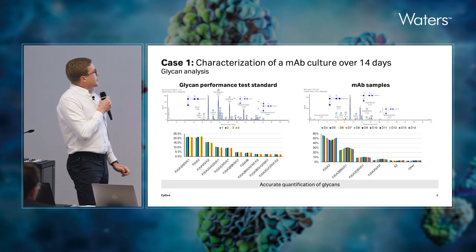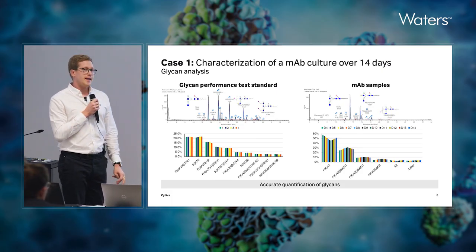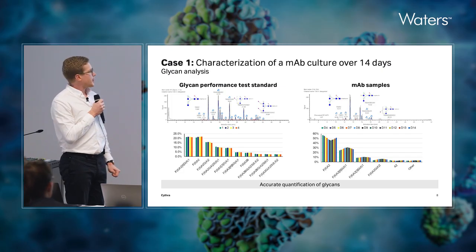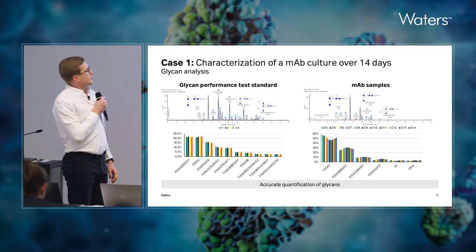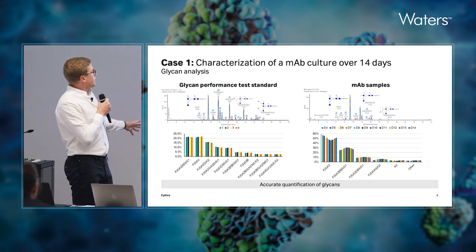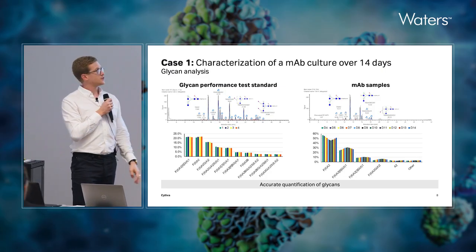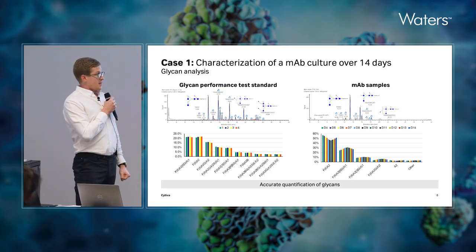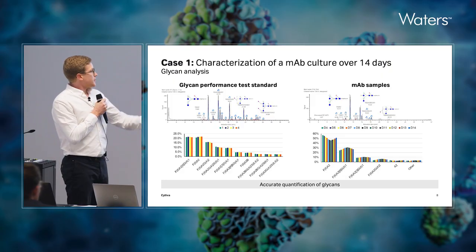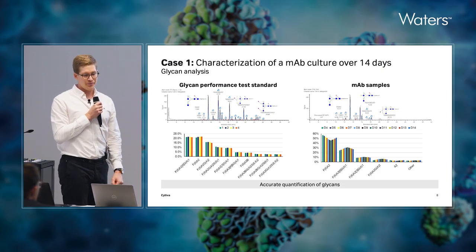This is another type of analysis on the same samples. So gaining more information about the glycans, we chop them off, label them, and then we do mass spec on them. What I show you here is just the glycan performance test standard. To the left, it was injected at the start, in the middle, and at the end of the sample list, and I hope you can see that it's identical throughout. To the right are the mAb samples that we followed for 14 days. And the glycan profile is slightly shifting throughout the cultivation, but it's kind of stable, so it looks good.